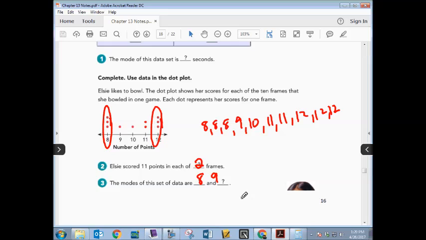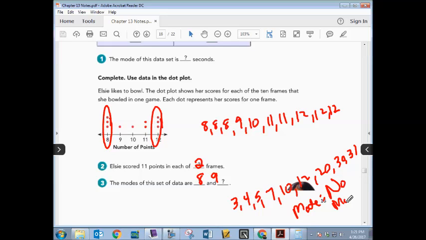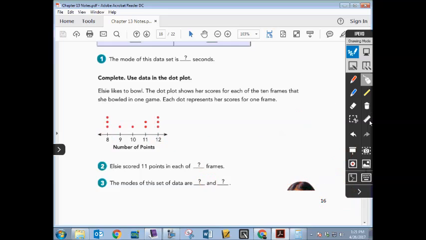What if I gave you this? 3, 4, 5, 7, 10, 12, 20, 30, and 31. If I gave you that, what's the mode? Hopefully you're all saying no mode. There is not a mode for that particular set right there, because there isn't one number that's repeated in there. Okay, not one. So this does not have a mode. So the mode wouldn't give us anything there.